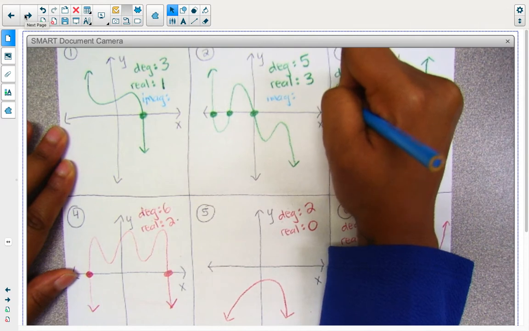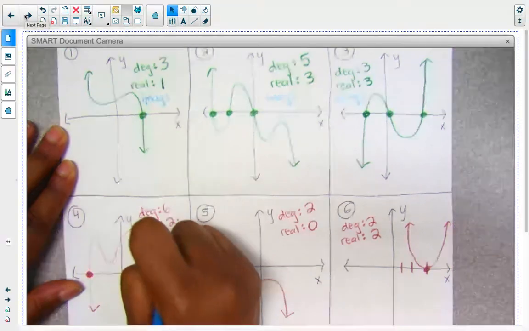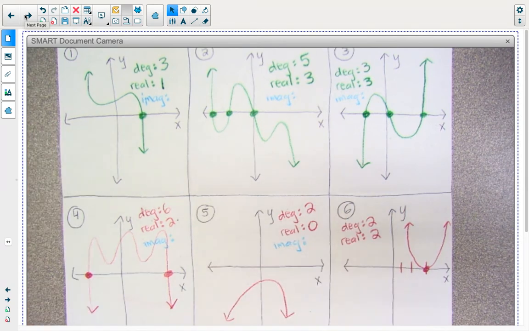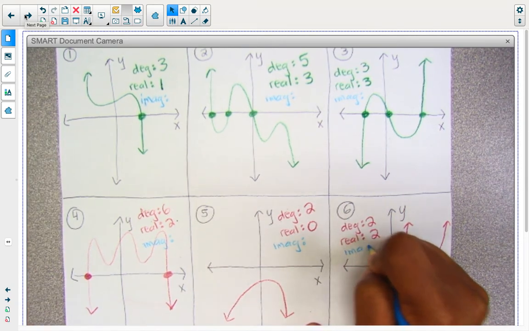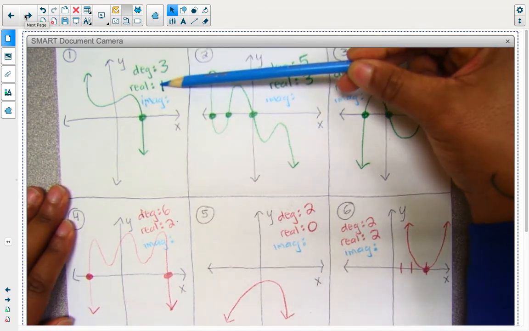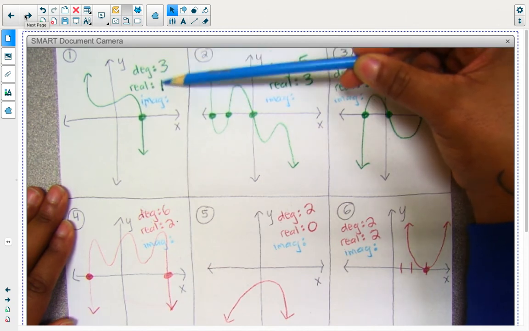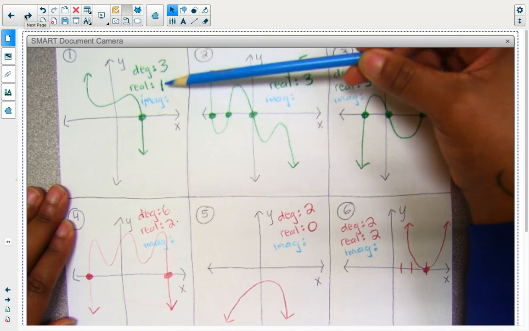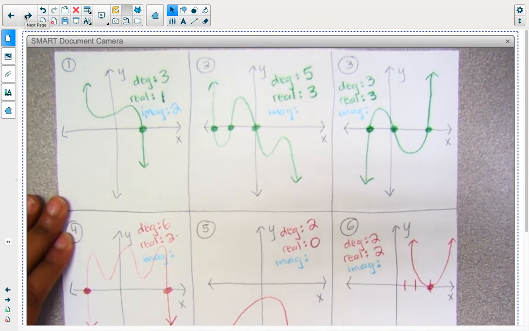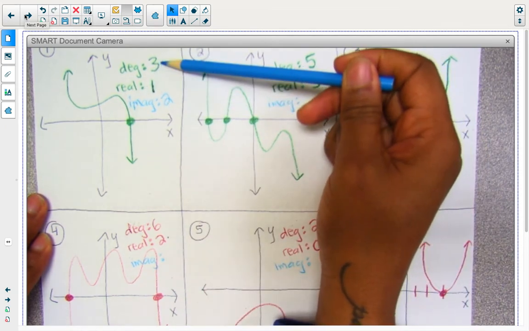So make sure as you write your notes that you write down somewhere that your real plus imaginary has to equal the degree. Again, one more time, real plus imaginary has to equal the degree. So for the first one, if the degree is 3, I can just subtract to find my imaginary. So 3 minus 1 leaves space for 2 imaginary. 1 plus 2 gives me 3.